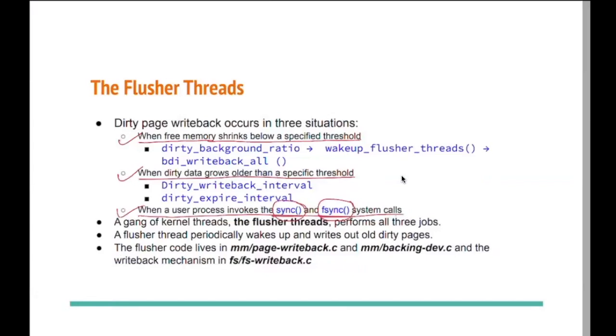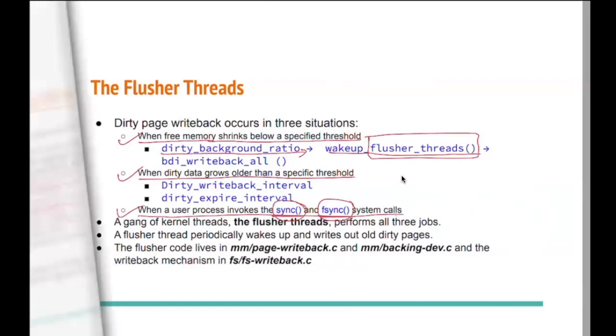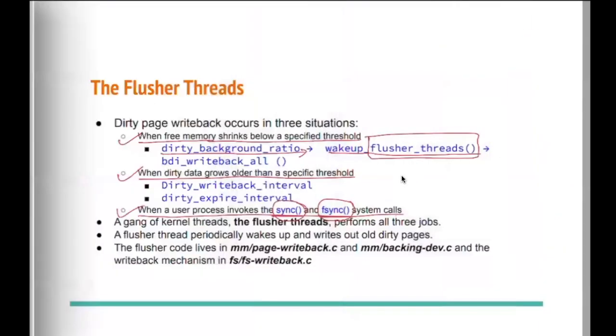We decide how much free memory we currently have with the help of this variable. If this ratio is over the predefined value, then we have a mechanism called flusher threads. These are kernel threads. So we wake up those threads to do these write-backs, and those flusher threads, or kernel threads, will do the write-back into the disk.